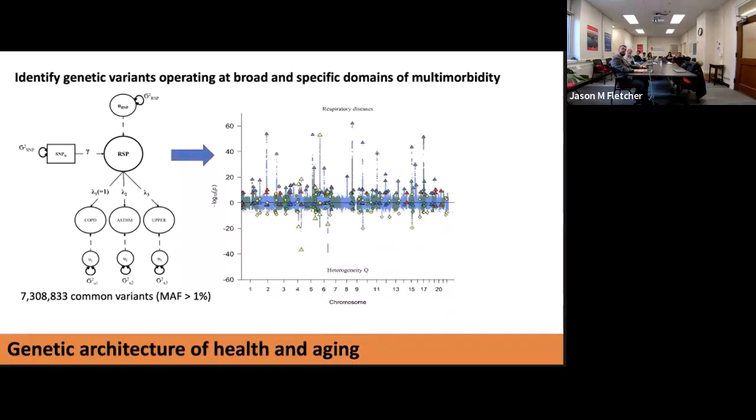So this is the Miami plot for the multivariate GWAS on this broad respiratory factor. We identified 94 risk loci. 20 of these risk loci were new discoveries unique to our multivariate approach, meaning that they were not previously identified in the univariate GWAS of the individual diseases. And these are represented as the red triangles. The blue triangles represent the other 74 genomic regions that were common with the univariate GWAS.